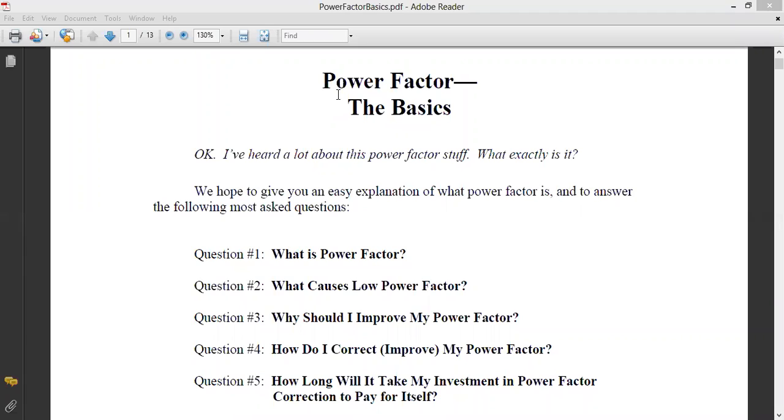Now, in this chapter we are discussing these five main questions. What do you mean by power factor? What are the causes of low power factor? What will happen when the power factor becomes low? How can you improve and correct the power factor? And how long will it take for the investment to bring the power factor to a particular value? So this is all about what we have read in our power factor chapter.